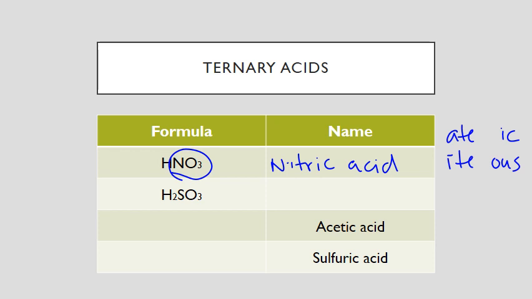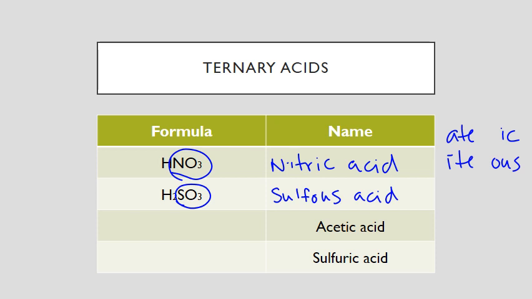My second example is H2SO3. Again, I'm concerned about the polyatomic ion part, so SO3. If I go find that on the back of my periodic table, that is the ion sulfite. So ite is going to change to ous. So it's going to change to sulfus. It's kind of a weird one. And then acid.